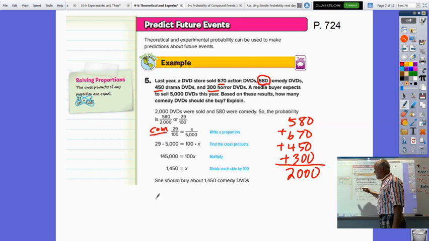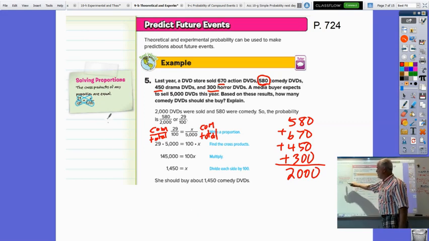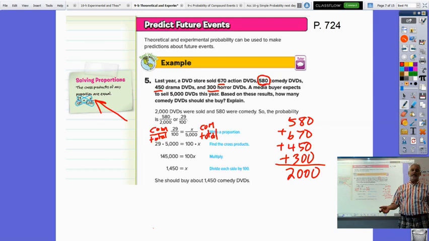Comedy, just like we did back in Unit 4. Comedy over total equals comedy over total. And now our total is 5,000 instead of 2,000, or 100, the way they did it there. Okay, and we can cross multiply. Remind you over here how to cross multiply, right? 29 times 5,000 and 100x. Then you divide both sides, and you get 1,450. So the prediction is, if you're going to sell 5,000 DVDs, that 1,450 of them will be comedy DVDs. And this should look very familiar to what we did back in Unit 4, doing proportions.